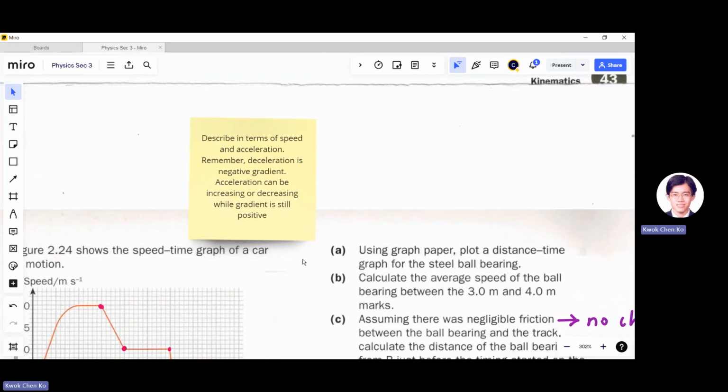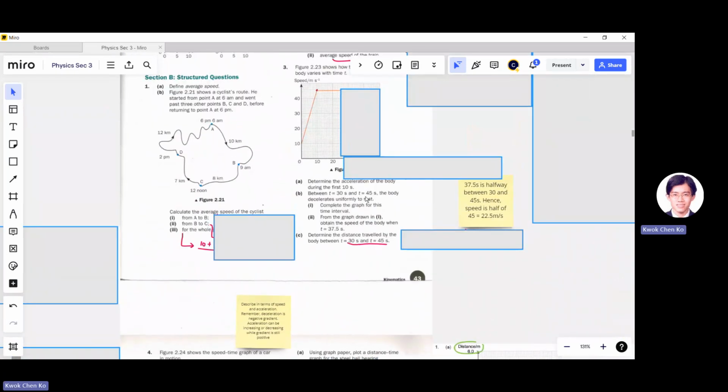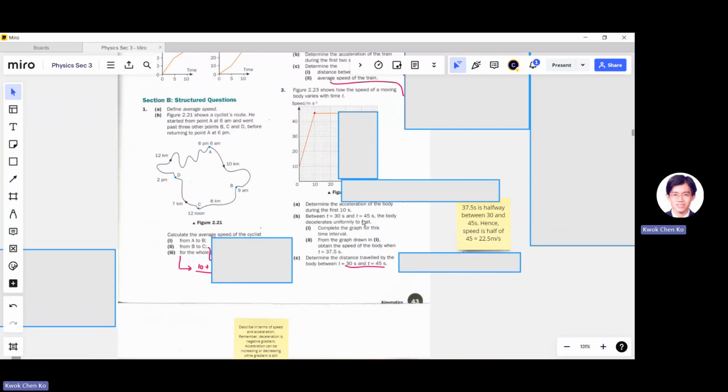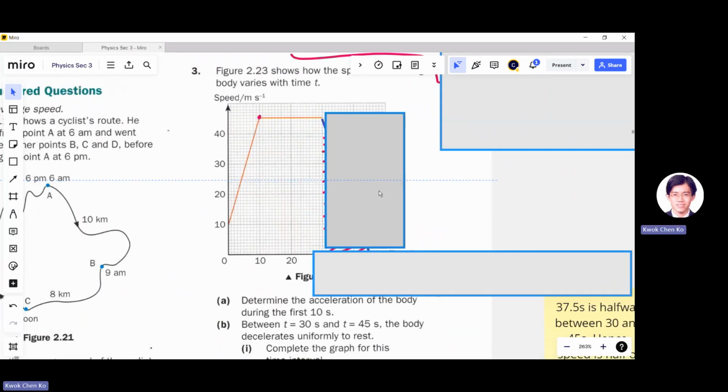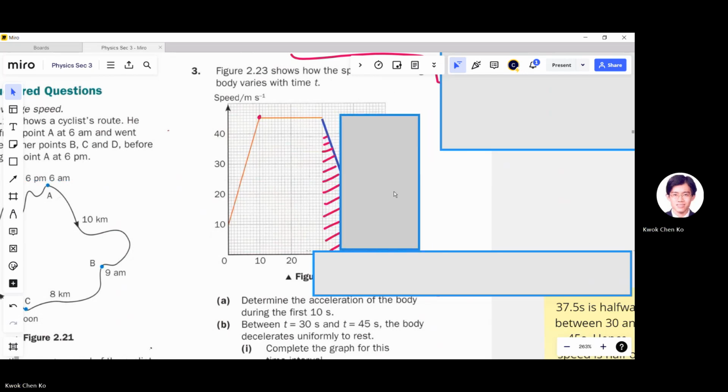Okay, tell me the answer for B. Number 3, obtain the speed when t equals 10. It is 22.5.